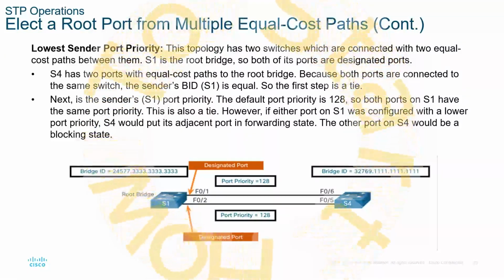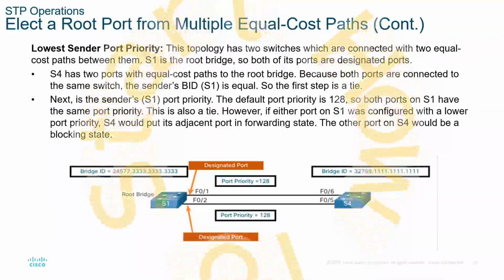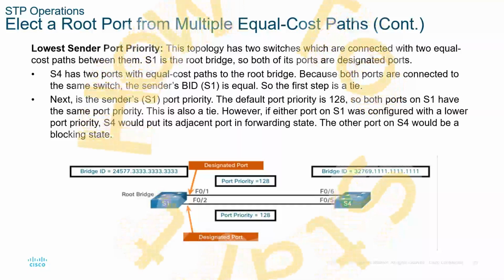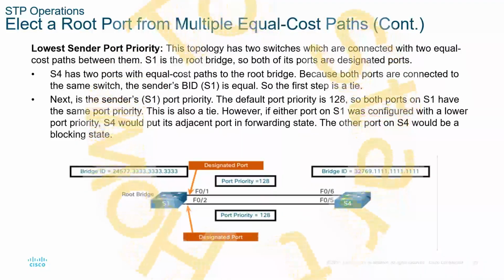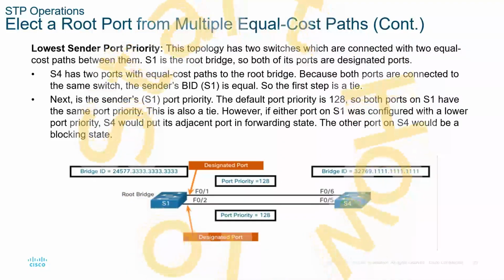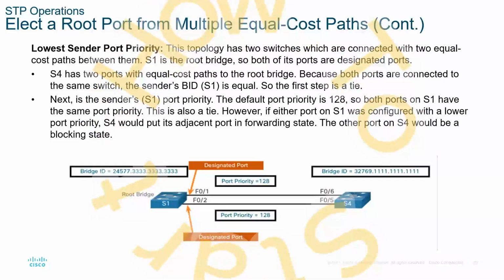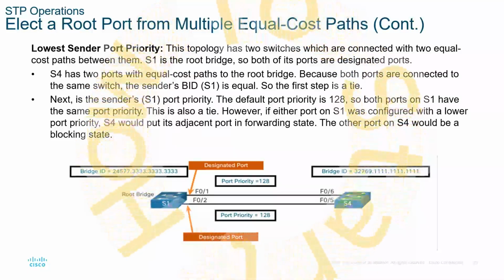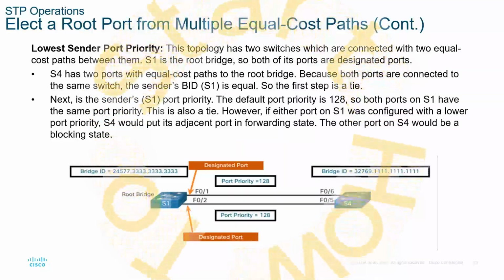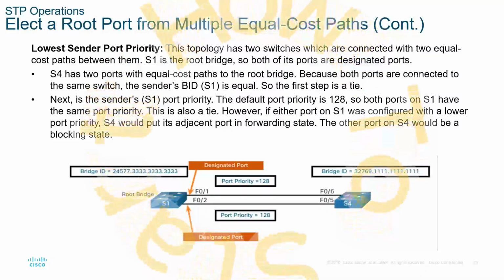Again, the lowest sending port priority will actually be the one that stays connected. Since we have 2 ports on switch 4, the lowest one is actually going to be changed to our alternate port. Because both ports are connected to the same switch, the sender's bridge ID is equal. So the first step is a tie. So the next will be the port priority. The port priority is 128. So both ports on switch 1 have the same port priority. So it's also a tie.